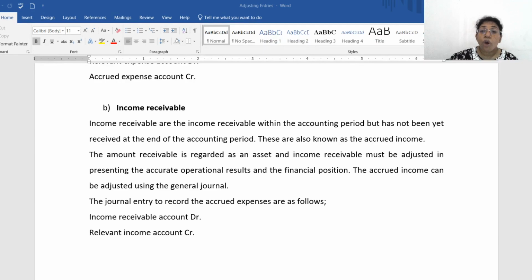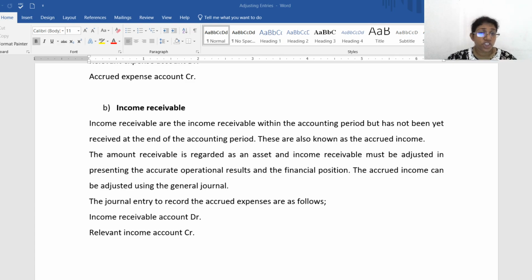Now let's see how we are going to record the income receivable. If we are an owner of a particular company, sometimes we may receive dividends. So how are we going to record the dividends? It's a right of ours. If that particular company is unable to pay the dividend within the fixed time, we can record it as an asset. Why an asset? Because it's a right of ours. Then the income receivable is shown in the current assets of the statement of financial position.